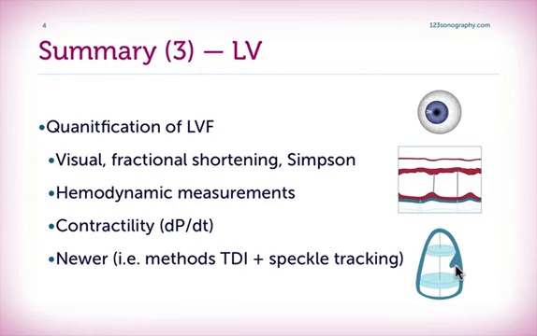To quantify the left ventricle, we can use visual assessment, the eyeballing method. We can use the fractional shortening method, which is an M-mode method, and the Simpson method, monoplanar or biplanar. In addition, we have hemodynamic measurements, which can be performed with the help of Doppler, calculations of dPdt using the MR signal, and newer methods such as tissue Doppler and speckle tracking.